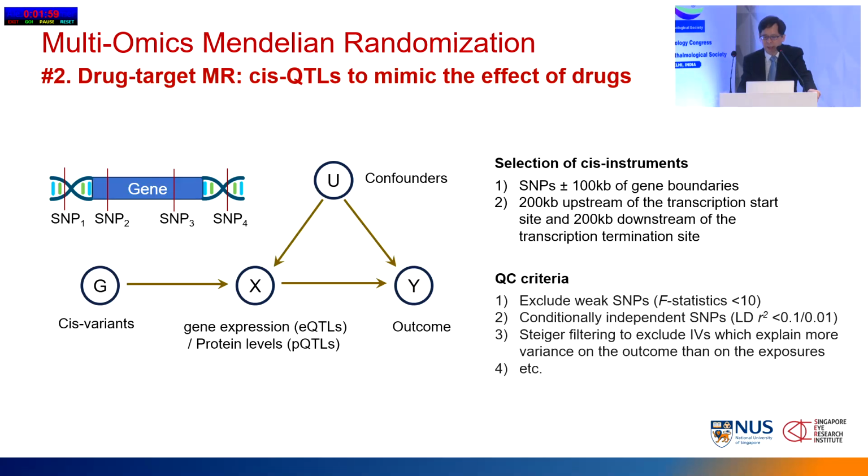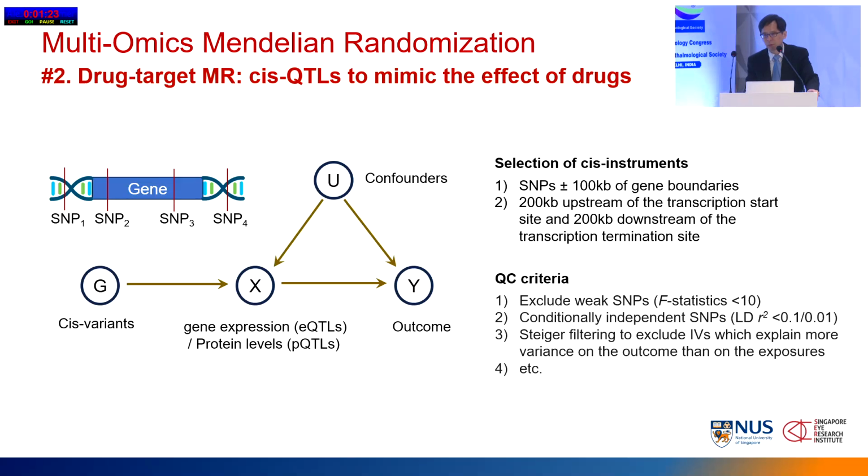So the second application of multi-omic MR analysis is the drug target MR approach. Basically, in this approach, we select genetic variants affecting gene expression level or protein level to simulate the drug intervention effect. So typically, genetic variants located in the cis region are chosen as instrumental variables. For example, we can include SNPs plus or minus 100 kb within the gene boundary for analysis.